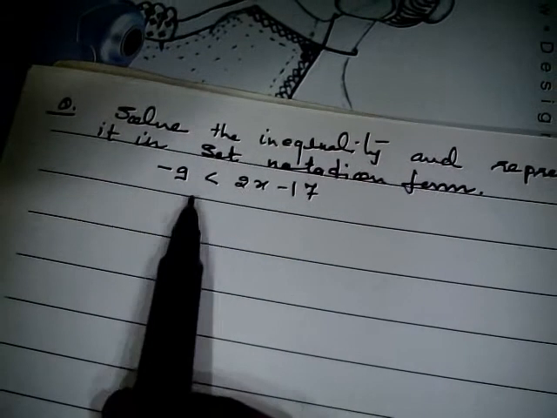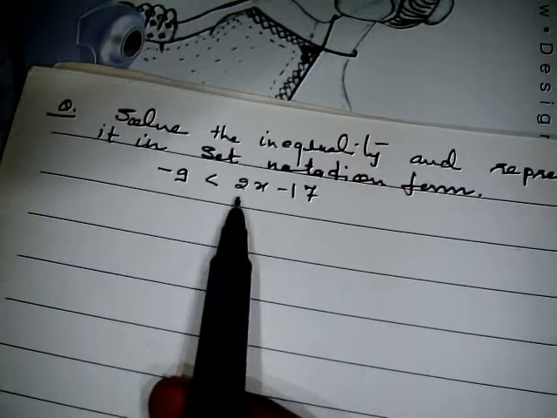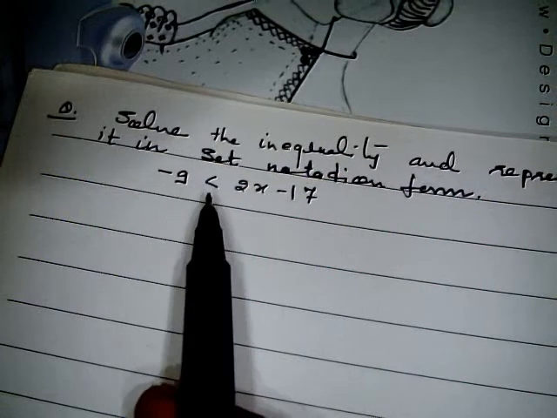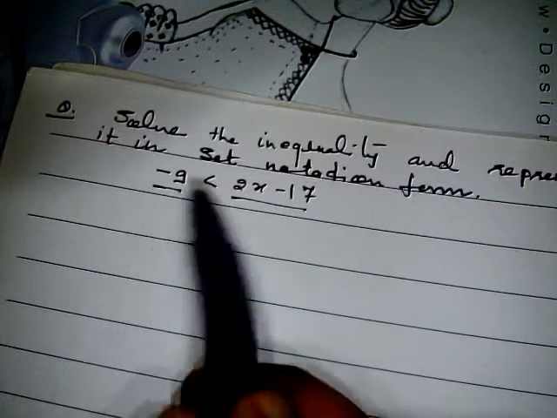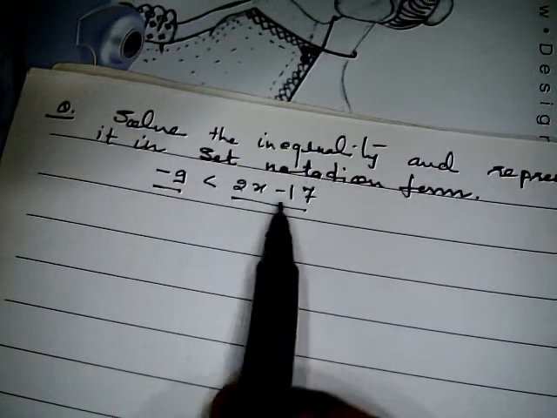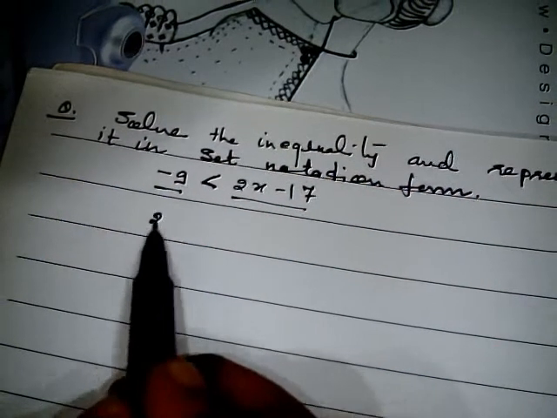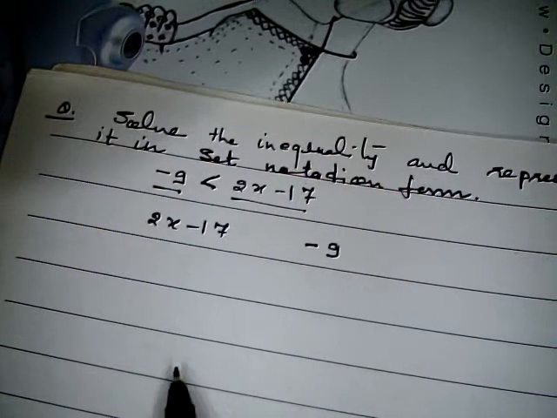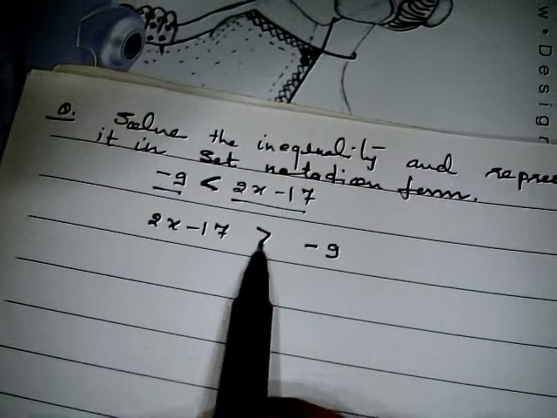The question is negative 9 less than 2x minus 17, but we prefer to keep the variable terms on the left side. So I am going to flip this term and this term. This term I am going to shift to this side and this term to that side. When you flip the terms, the inequality sign gets changed. So I have changed the places, and the inequality sign from less than converts to greater than.